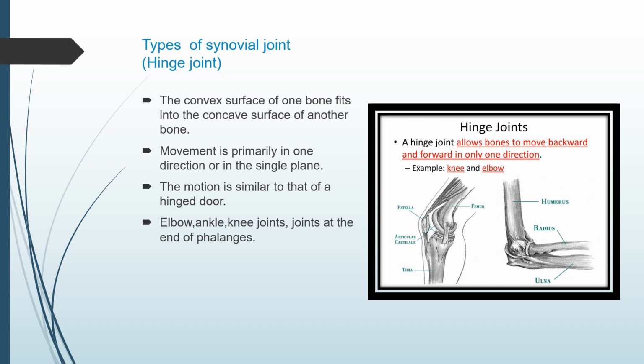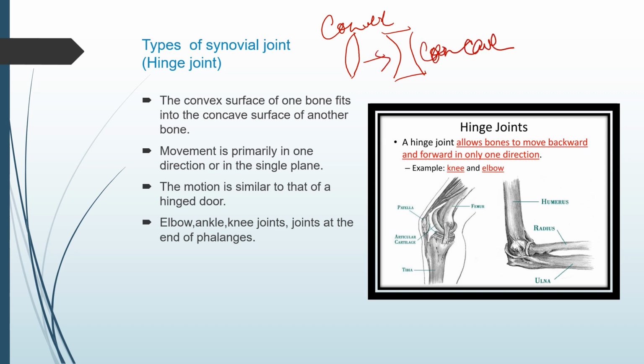Now we are going to discuss the types of synovial joint. The first thing that comes to mind is the hinge joint. So what is a hinge joint? It has a concave surface and a convex surface, and the concave surface fits with the convex surface. I think you remember what a convex lens and a concave lens are. So this is the convex and this is the concave, and the convex part fits with the concave part.